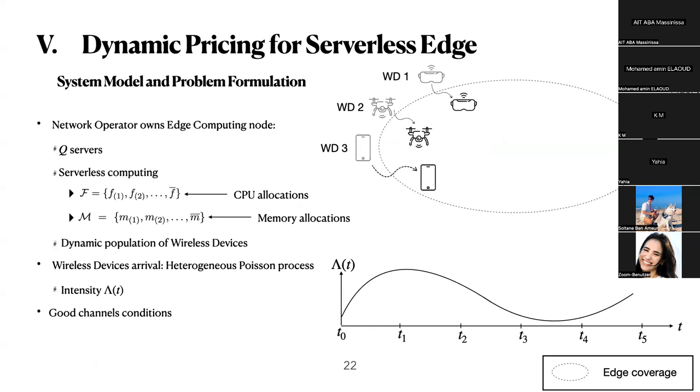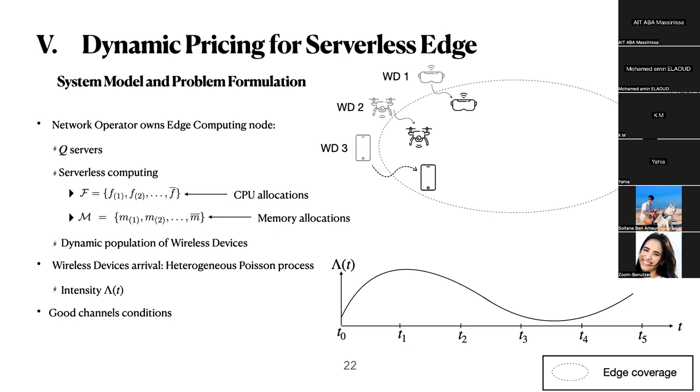In our system model, we assume, like in chapter one, that the network operator owns the edge computing node. The network operator owns K servers of CPU and memory in the edge node. Following the serverless computing model, it provides sets of CPU allocations and memory allocations that a user can ask for. So basically a user can ask for F1, F2, and for the memory M1, M2, etc.